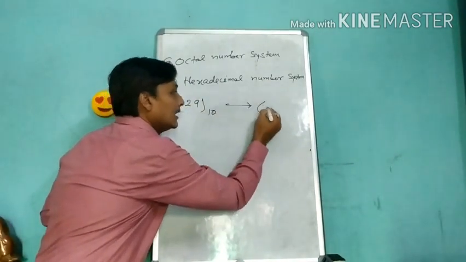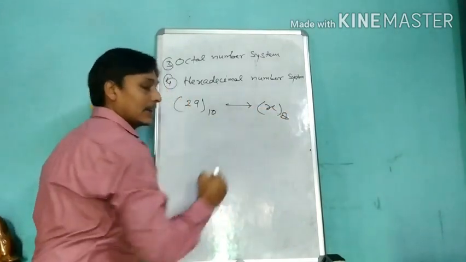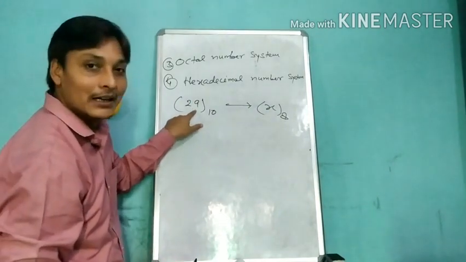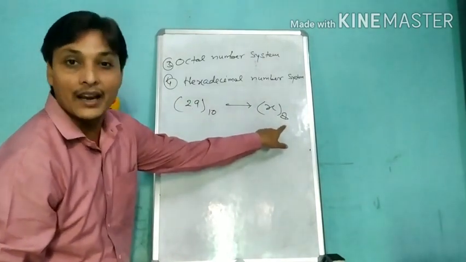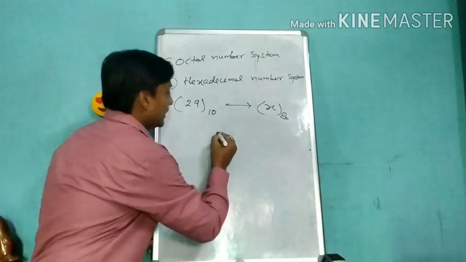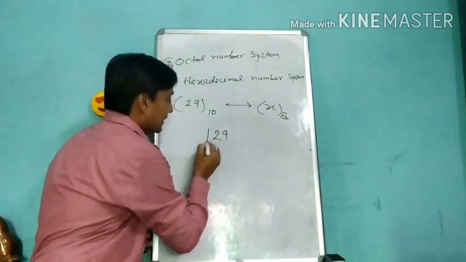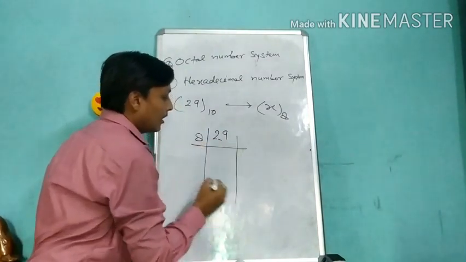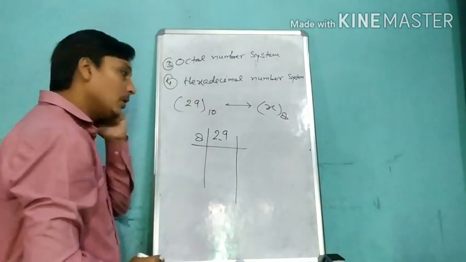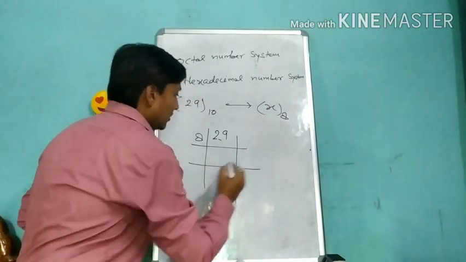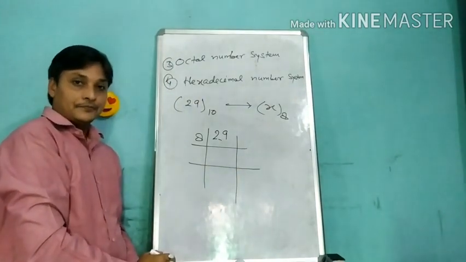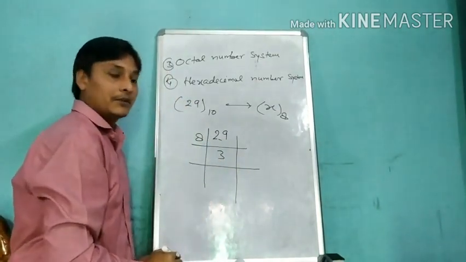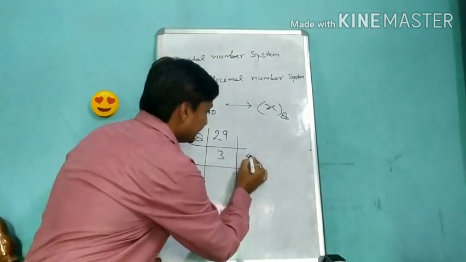And if you will convert it into octal equivalent, then what is the method? You will have to divide this number by 8. We will divide 29 by 8 because it is the base of the octal number. Now, start division. 8 3s are 24. We will have remainder 5.